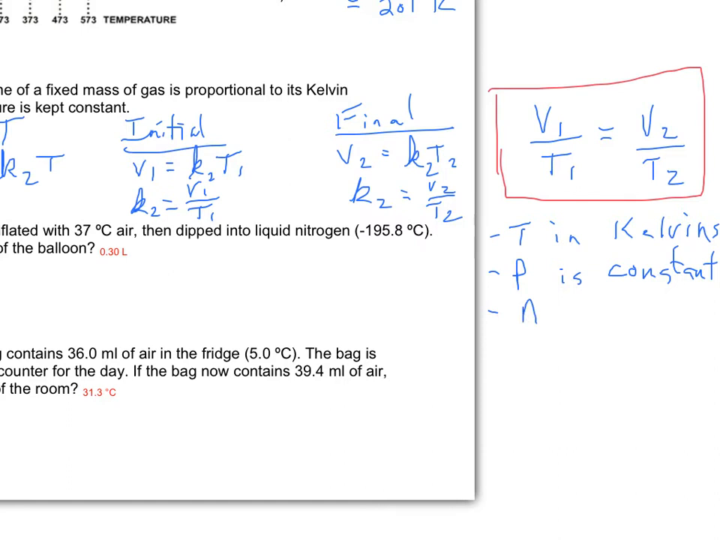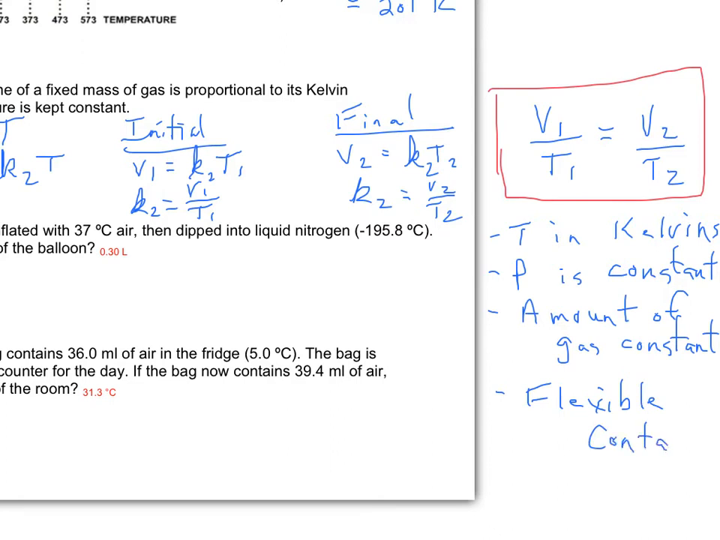Thirdly, the amount of gas needs to be constant. I can't open the container and change the amount that I have. And finally, Charles's law only works when you have a gas that's in a flexible container, like a balloon, or a syringe, or a piston.